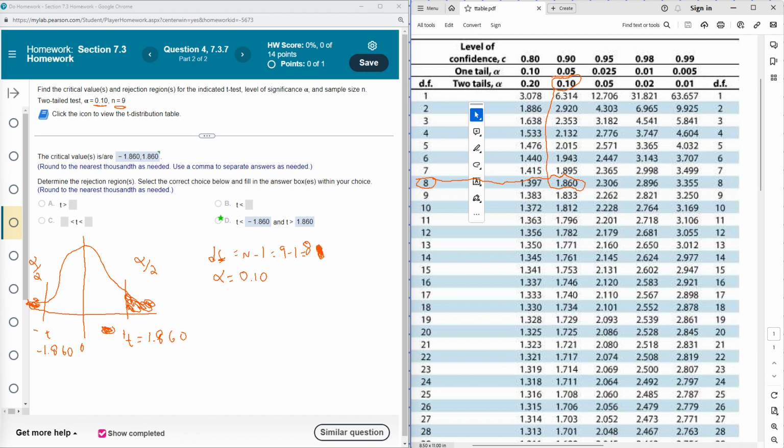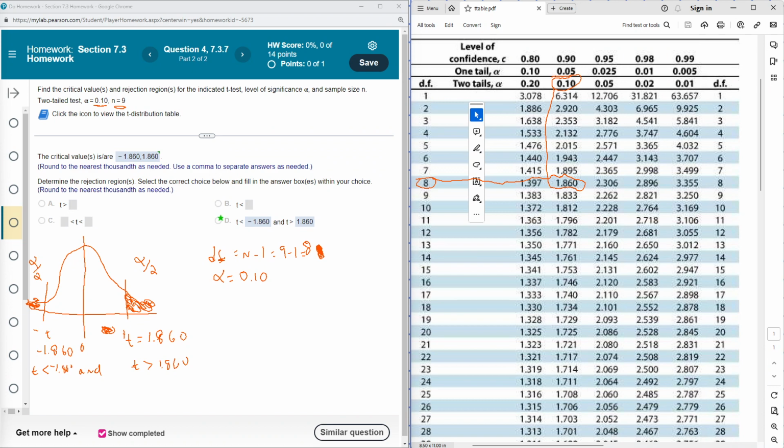So in this case, you're going to have our rejection region where the t-score is going to be greater than 1.860, and the t-score is going to be smaller than a negative 1.860.